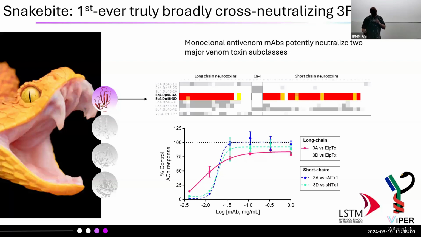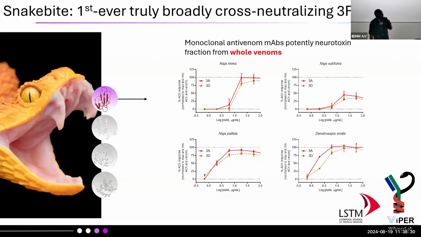And so this is the first in the world. There's a couple other labs that have been trying to make monoclonal antibodies, and they only have breadth in the long chains. So these are the first antibodies that are binding across long and short chains, and they're super potently neutralizing both of those toxin classes as well, which you can tell from the neutralization curves underneath this heat map. And also a first in the world, these antibodies are neutralizing whole venoms.